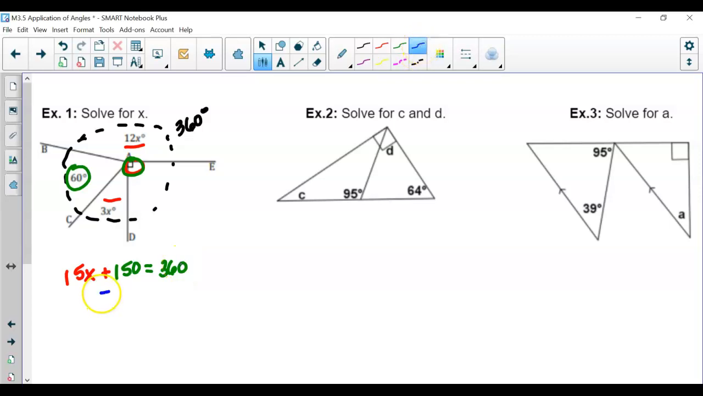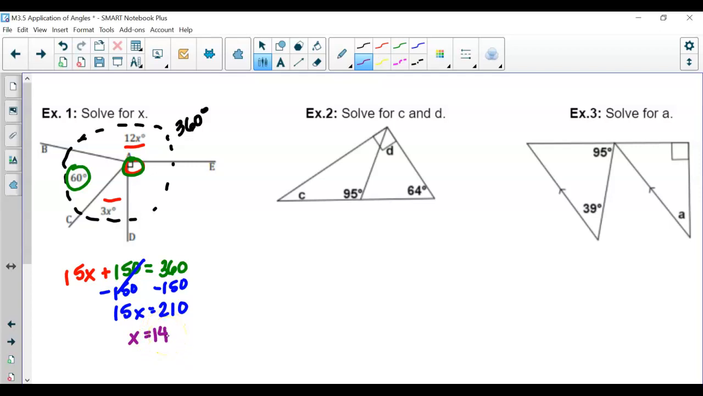And now we're just solving our two steps, subtracting 150 from both sides. You get 15x is equal to 210. So now when you divide 210 by 15 here, you should get x is equal to 14.